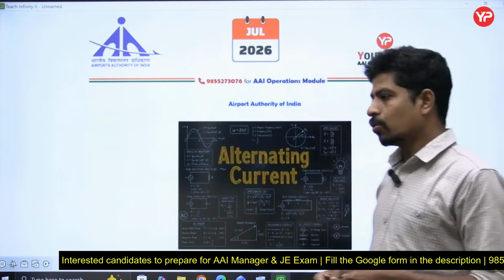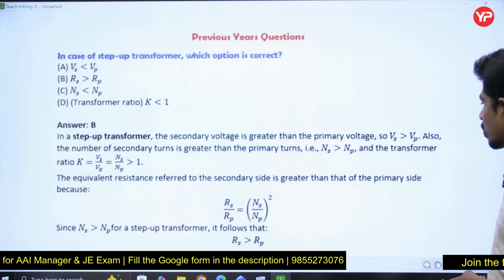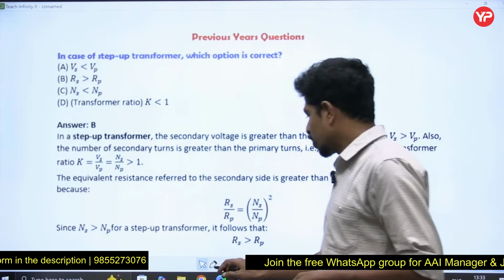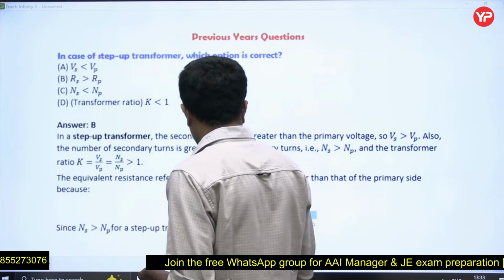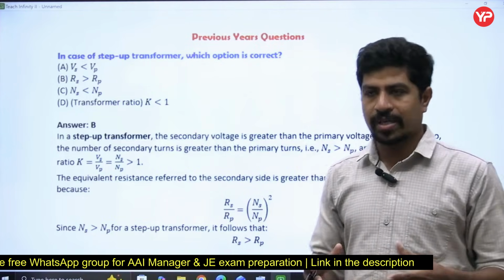So our topic is alternating current, right? Let me discuss the questions which were asked previously and some practice questions. The questions I am discussing here are previous questions and practice questions, right?